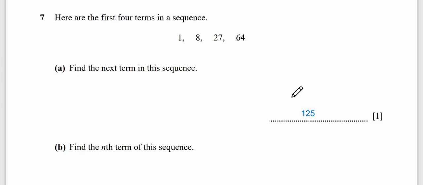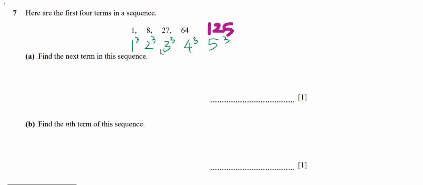Alright, let's open up the answer for 7a. The answer for 7a is 125. Let's see the explanation. So the sequence is 1, 8, 27, and 64, it's actually cubic numbers. 1 cube, 2 cube, 3 cube is 27. 4 cube is 4 times 4 times 4 is 64. Then the next will be 5 cube, which is 125. That's how we got the answer 125.